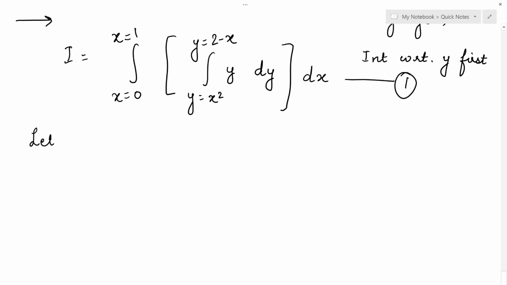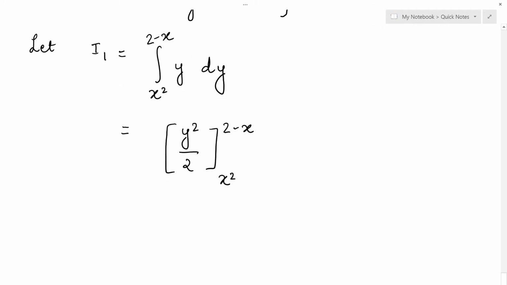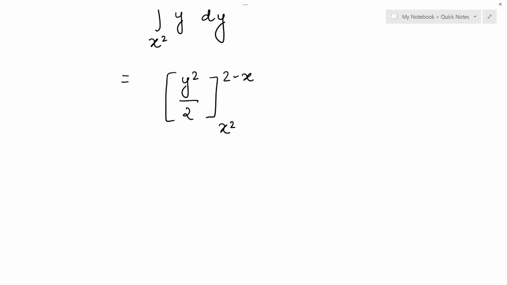So let us assume that the first integration I1 is the integration which is given in the brackets, right? Okay. So now I have to integrate with respect to y. So the integration of y with respect to y is y square by 2. And the limits are x square to 2 minus x. Right? So now you use the rule: upper limit minus the lower limit.